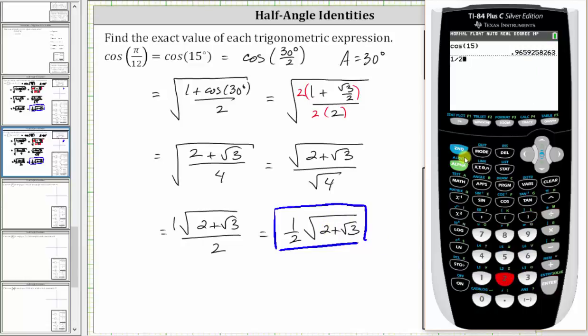And then we have times the square root. Under the square root, we have 2 plus square root 3. So 2 plus the square root of 3, and then enter. And notice how we do get the same decimal approximations, which verifies our work is correct.